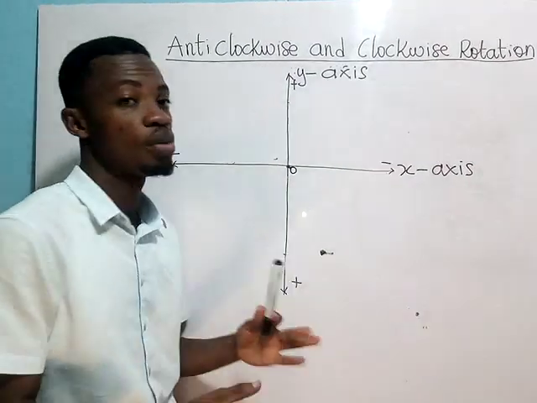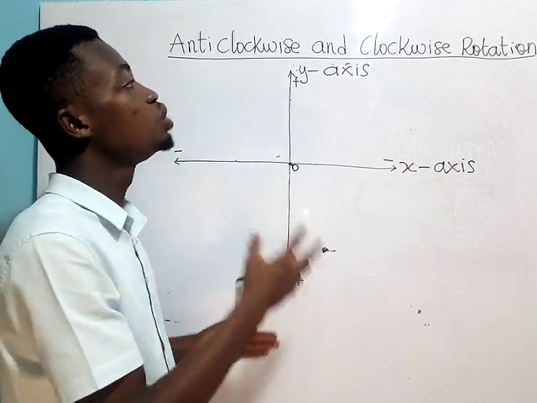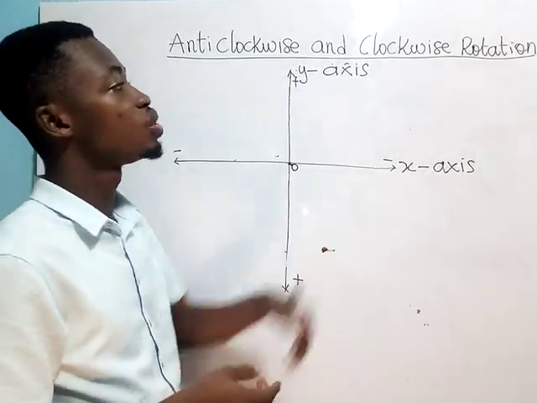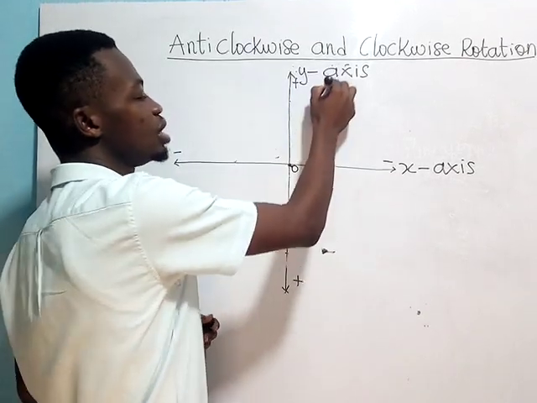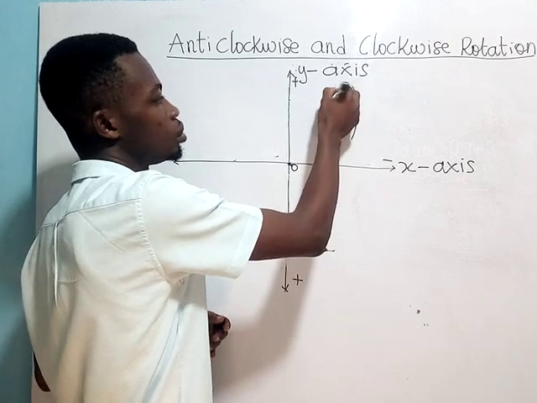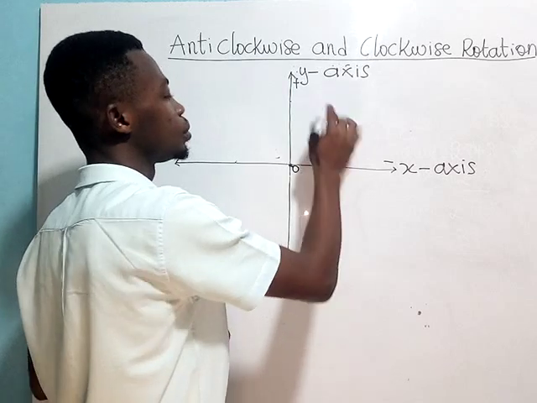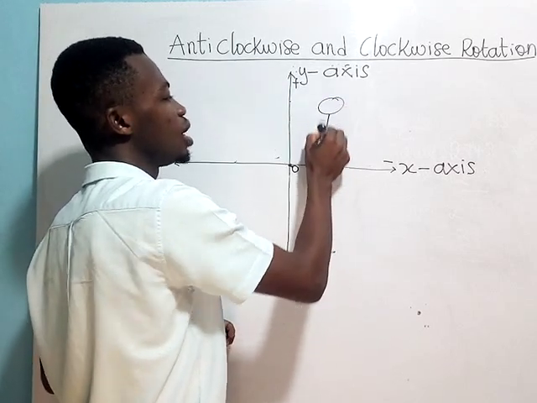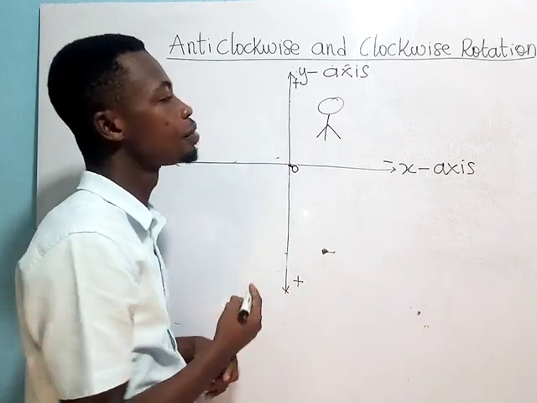Okay, so now with the second part of this video, we are looking at the resemblance between the clockwise rotation and the anti-clockwise rotation. Now we are assuming that this is our starting point. Let's say, so this is our starting point. Let's say there is a human here who is going to walk about.